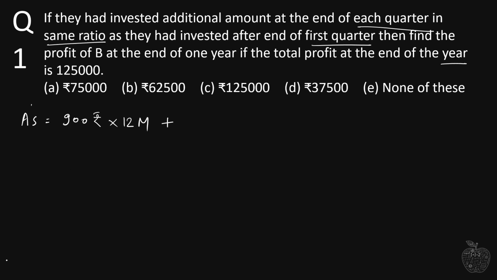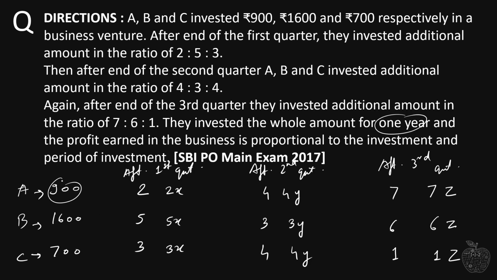So what the question is trying to tell me is that A first invested 900. After the end of first quarter, A additionally invested 2x, and after the end of second quarter, again A will invest in the same ratio as in the first quarter. So A will invest 2x after first quarter, again 2x after the end of second quarter, and after the end of third quarter, A will again invest the same amount, which is 2x.